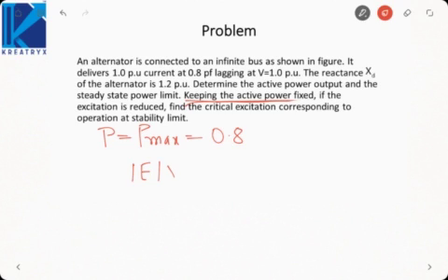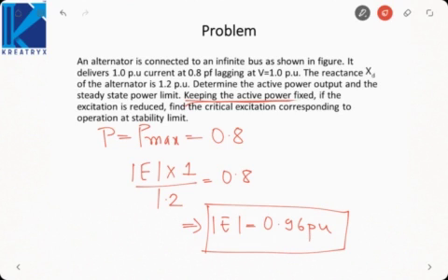So mod E, mod V is 1, XD is 1.2. So it will imply that excitation will be equal to 0.96 pu. So if you reduce the excitation to this value, then operation will be at the stability limit. That is, you will be operating at a power angle of 90 degrees. That is delta equal to 90 degrees. Okay. So in steady state stability analysis, two things you have to remember. One is the frequency of oscillation, and the second is the maximum power output of a machine, that is mod E mod V by X.